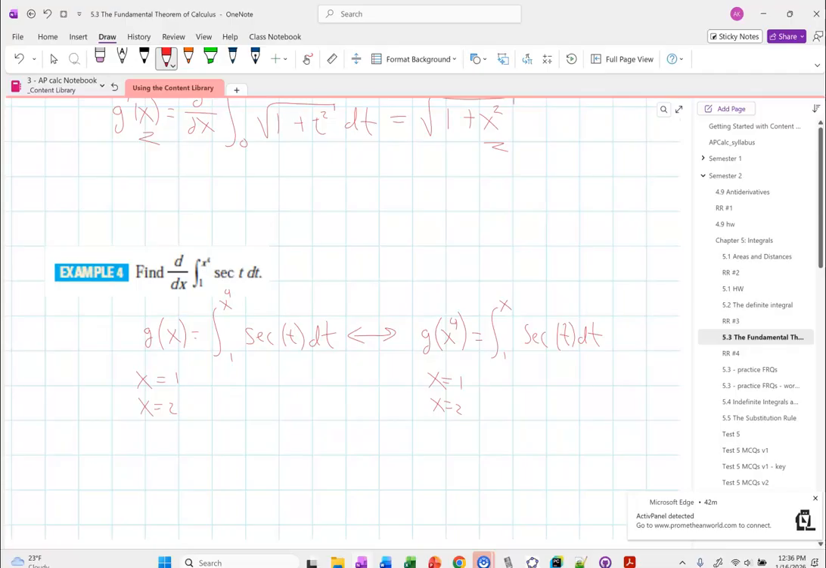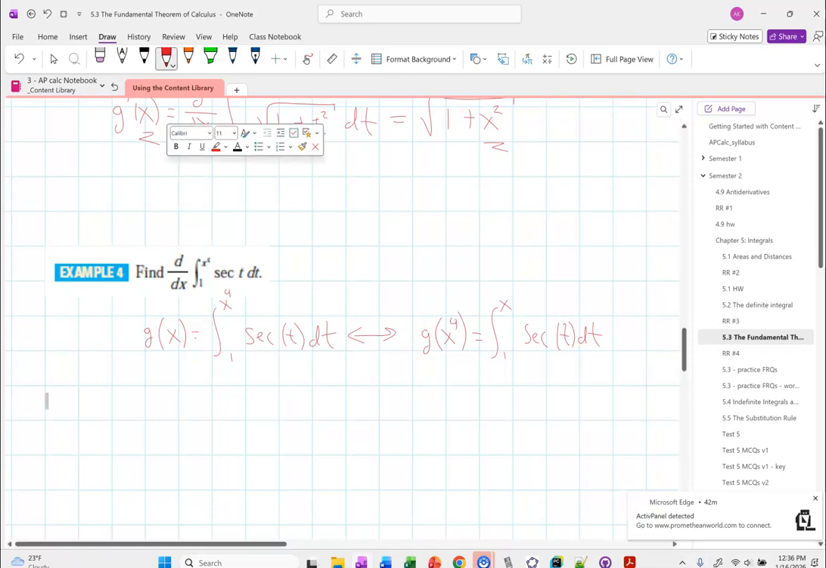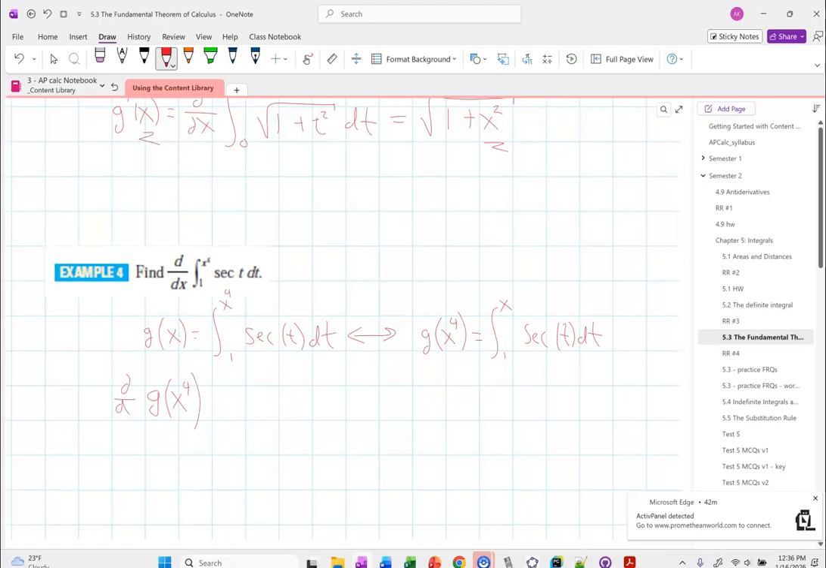Now, the reason why I wanted to do that is because if I want to take the derivative of g of x to the 4th, what am I going to need to use? That's a composition of two functions, right? G of x to the 4th. If I'm going to take the derivative of a composition, I need to use the chain rule. Very good.